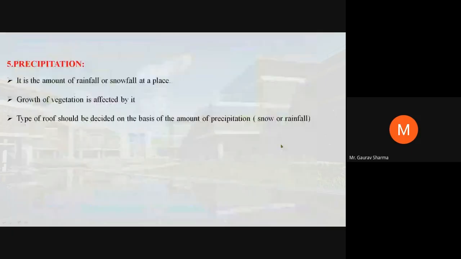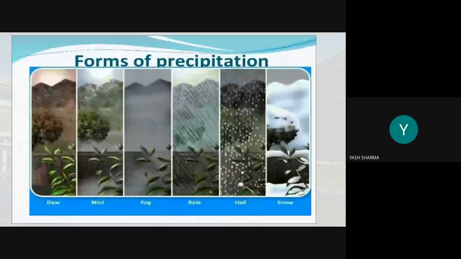Is it clear? So this is the overall discussion about the precipitation point. ठीक है? So till now we have completed 5 elements of the climate. सर तो किसी हाइट से, जैसे किसी ऊंची हाइट से पानी गिरा ना, वो भी प्रेसिपिटेशन?